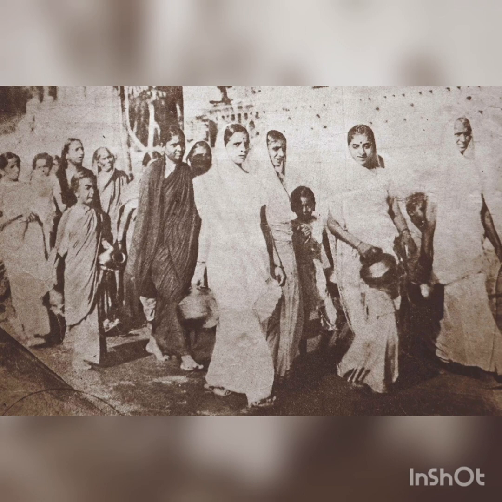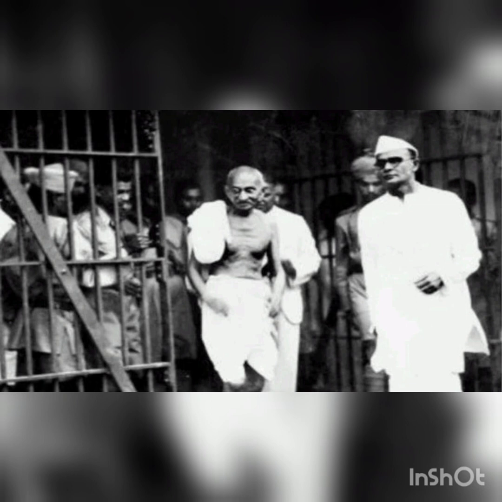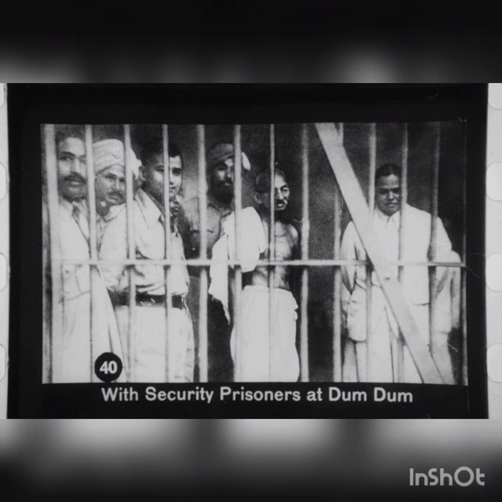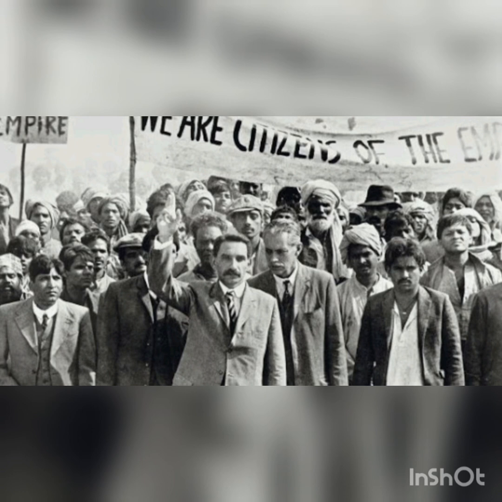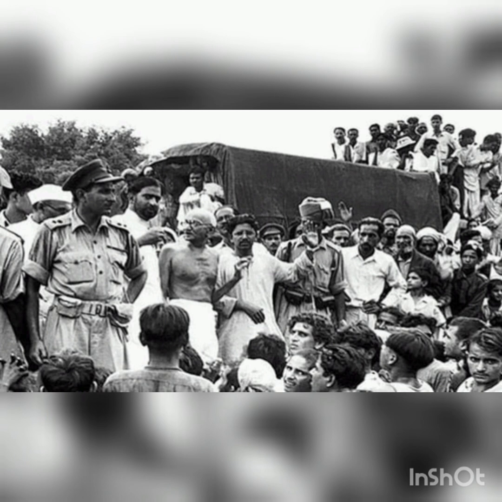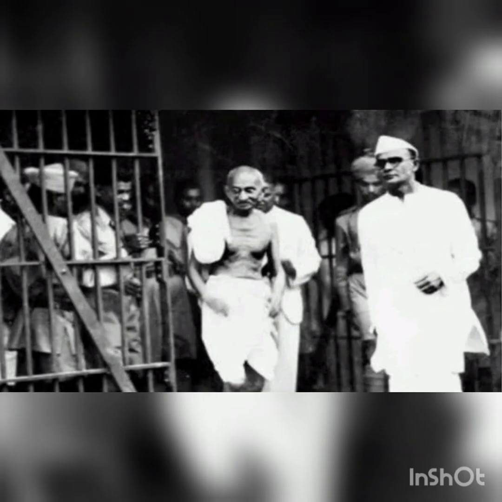While all this was happening, the reaction of the British government was in the form of arrest on a large scale. They forcibly confiscated salt that was collected by the people. The British banned the meetings and processions. They even lathi-charged the people and fired at them. When this happened, many people were injured and a number of them also died. On the 4th of May 1930, Gandhiji was arrested.